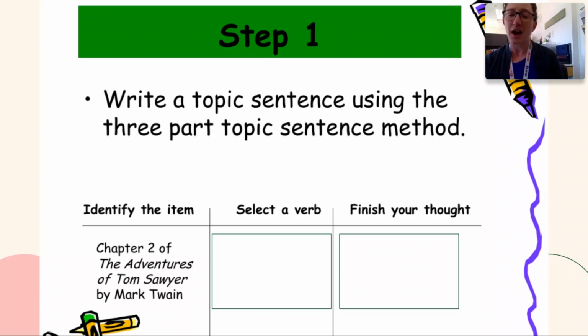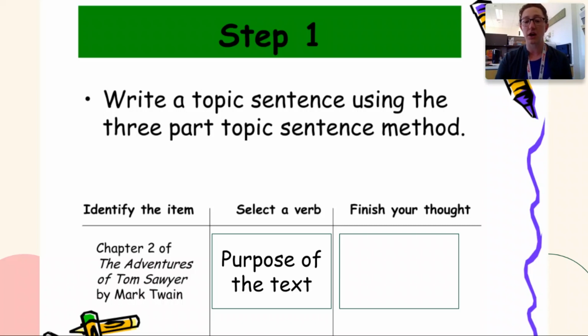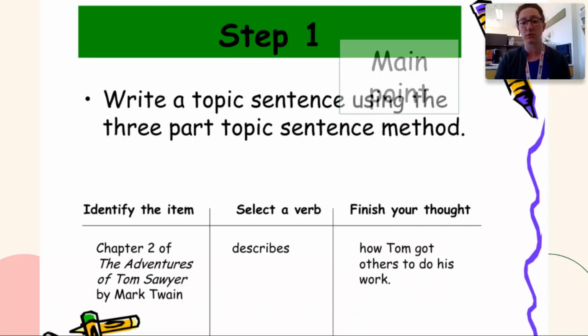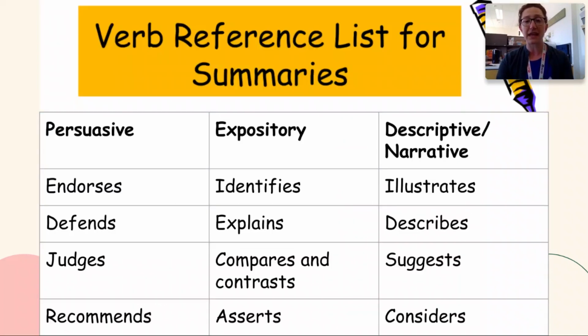The next thing is to select the verb, and the verb is describing the purpose of the text. So in this case, Chapter 2, The Adventures of Tom Sawyer by Mark Twain, describes something. That's the verb for this summary paragraph. Finally, you'll finish your thought, and that is the main point of the article or of that chapter that you read. And the main point of Chapter 2 was how Tom got others to do his work. Put all of that together.